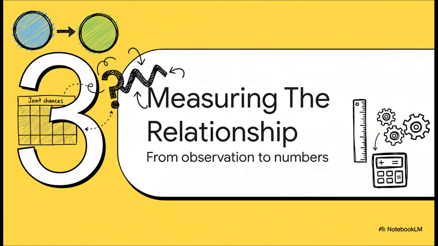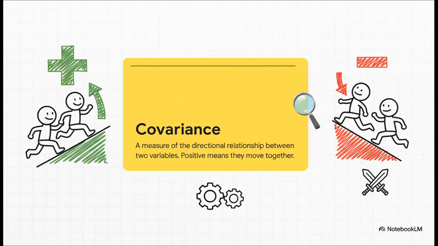So we've got our two variables hanging out in the same table. We know their chances of happening together, and we know their chances of happening alone. But here's the million-dollar question. Are they actually connected? Are they influencing each other? To figure that out, we need to go beyond just looking and get a hard number. Our first tool for the job is something called covariance.